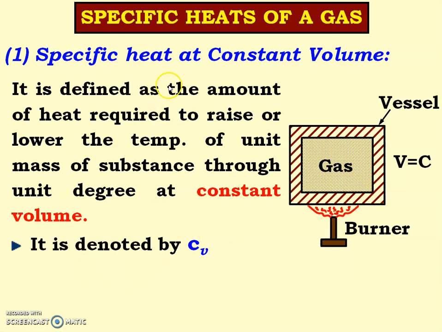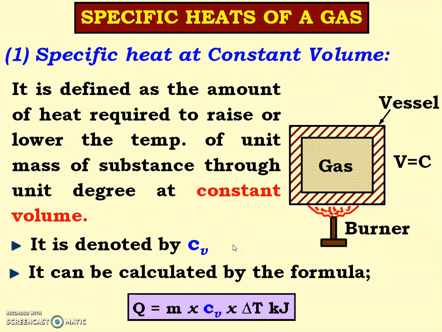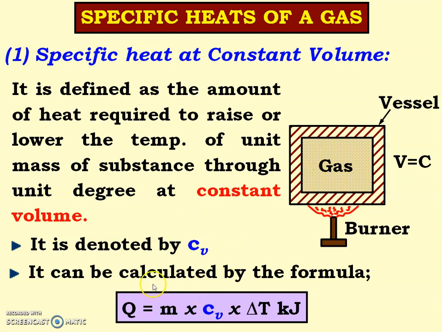And this specific heat at constant volume is denoted by the symbol Cv. And therefore, we can write down the formula Q equals M multiplied by Cv multiplied by delta T. So that is nothing but the formula for the specific heat at constant volume. Now let us study the specific heat at constant pressure.